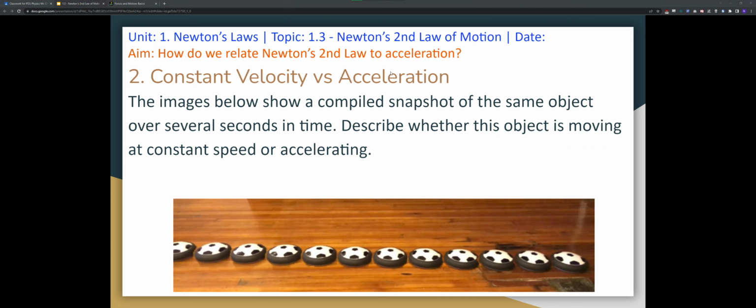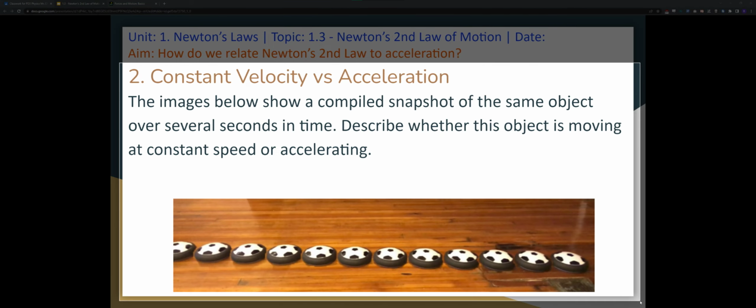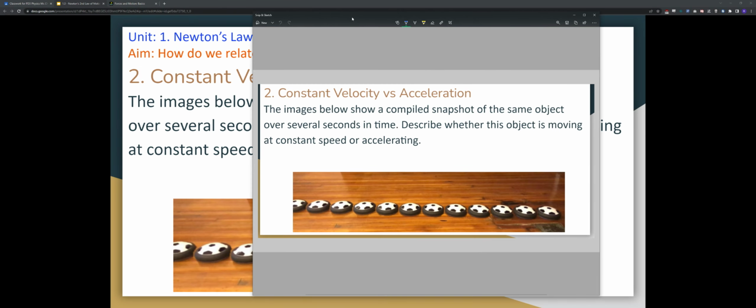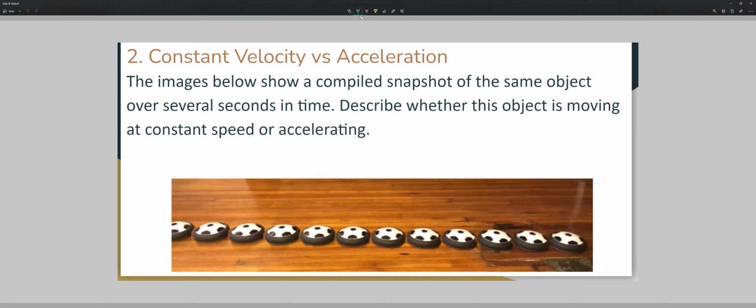Now, let's take a look at this image. The image below shows a compiled snapshot of the same object over several seconds in time. At one point in time, it's over here. At another point in time, it's over there. And so these are equal intervals. Let's just say, for example, it's 1 second after each snapshot. Again, this is the same object, just multiple pictures taken over time, and then combined into one image.